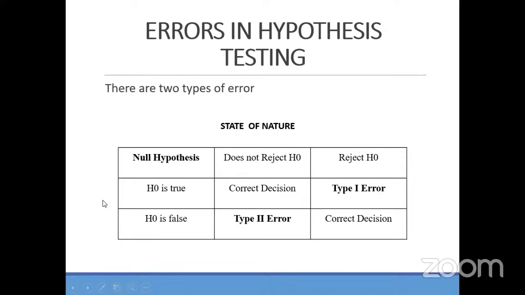Now, to understand the consequences of these errors, let's try to understand this with the help of an example, right? Suppose there is a factory which produces crackers, right? In the case of a factory producing crackers, we know that we cannot check the reliability of the crackers by burning each and every cracker, right? Because it is not going to serve the purpose, right?